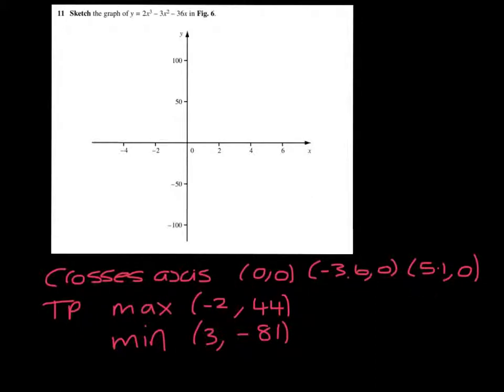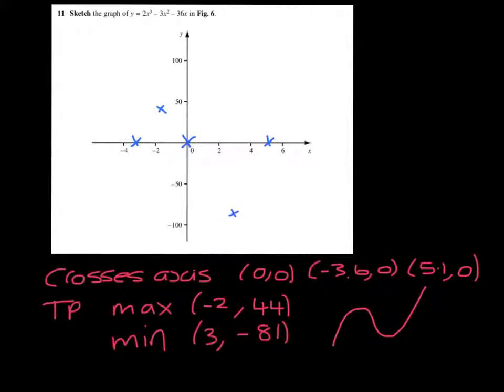And to be able to sketch a cubic, we need to understand its shape, and a positive cubic will look like this. What I'm going to do now is mark all of my points. It crosses the axes at 0, 0, minus 3.6, 0 and 5.1, 0. This is just a sketch, they don't have to be in the exact place. We have a maximum point at minus 2, 44 and we have a minimum at 3, minus 81.